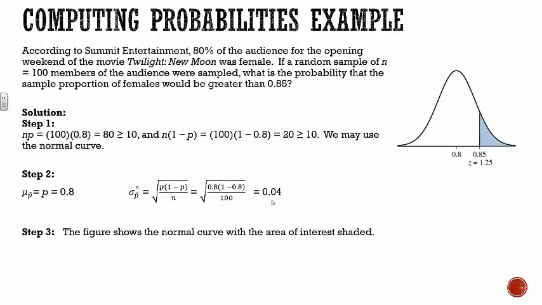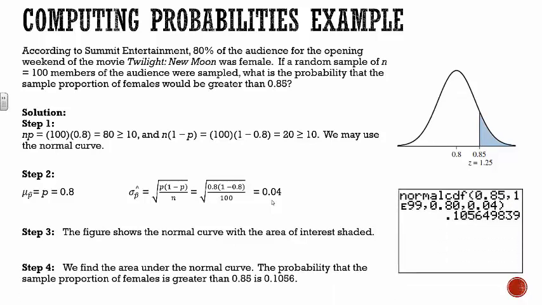Next, I can sketch out my curve. Again, we're looking for the proportion that will be greater than 0.85. And then if I use my calculator, I have normal CDF, 0.85 to infinity, comma, mean 0.8, and standard deviation 0.04, and I get a final answer of 0.1056. In other words, 10.56% of the females or whatever would be greater than 0.85.